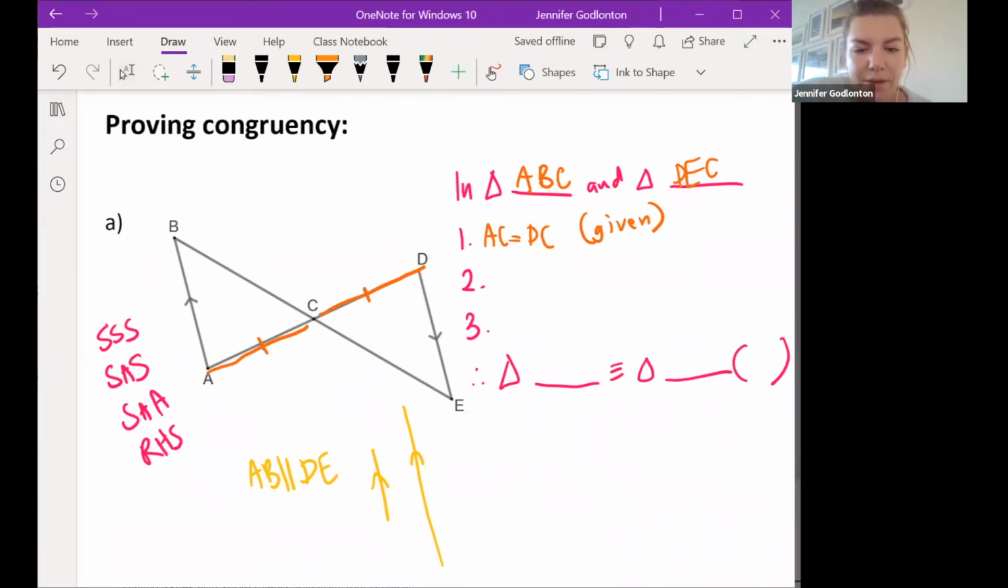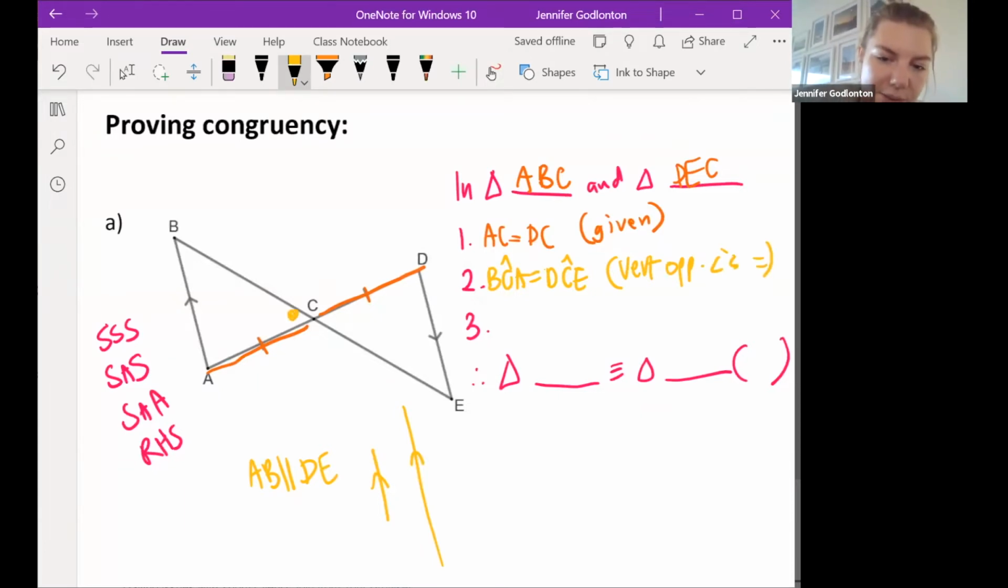Yes, ma'am. I said BC equals CE. Good. Reason: vertically opposite angles are equal. Perfect. Okay, vertically opposite angles are equal. Nice. Okay, so this angle is equal to that angle. Cool. Can you give me another one? No, ma'am. I didn't find the other one.